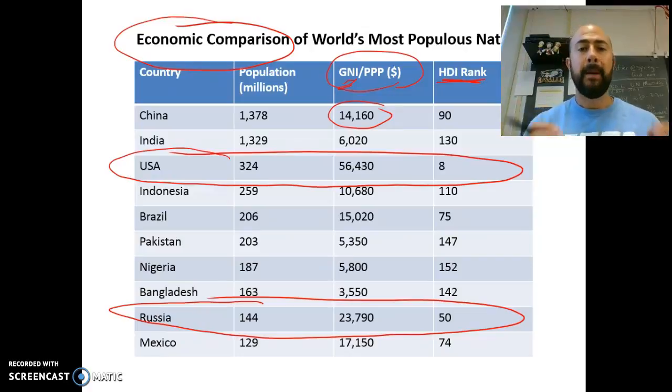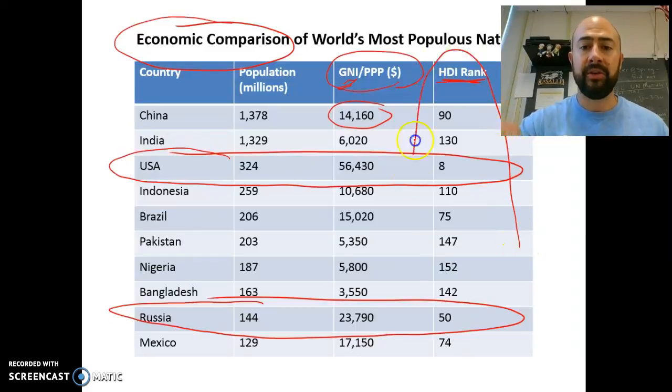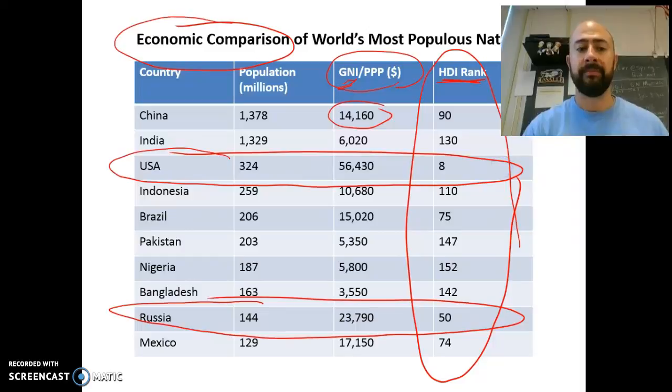So what does that tell us? Most of the people live in countries that are still developing. They do not have the same economic purchasing power as other places with much less population or higher development. But that's the key here, that most people live in countries that are still developing.